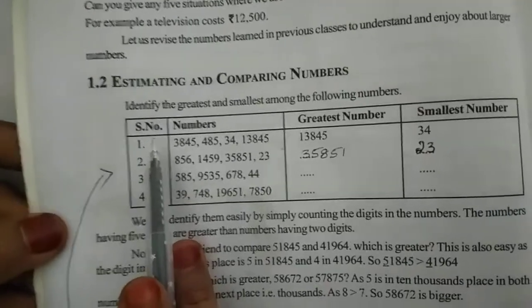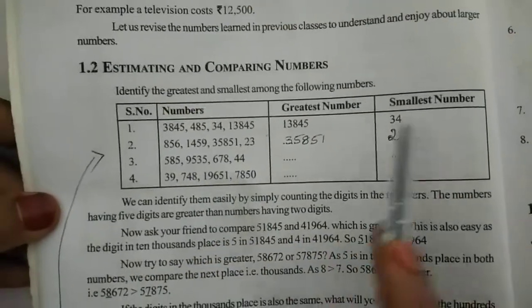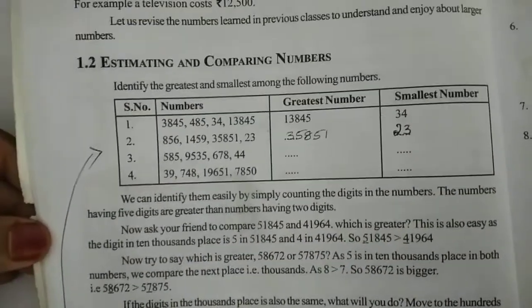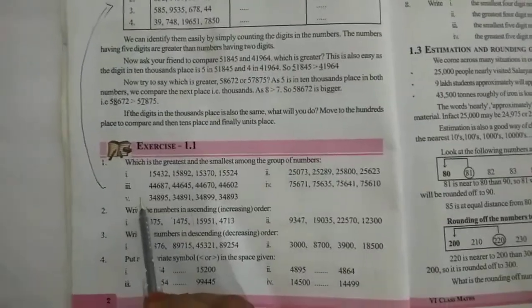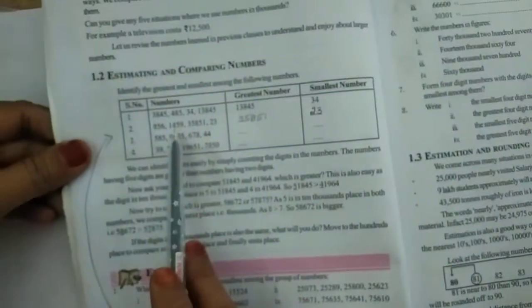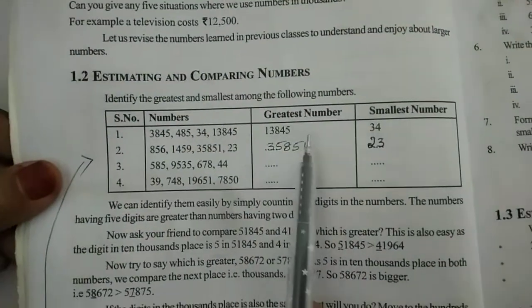First make a table and write headings like this: serial number, numbers, greatest number, smallest number. And here the exercise 1.1, you have 5 problems. These 5 problems you can note down as in the table given, same like that only, and you can write the greatest and smallest. Just now I will show you like this in the book. Come on, I am drawing one table here.